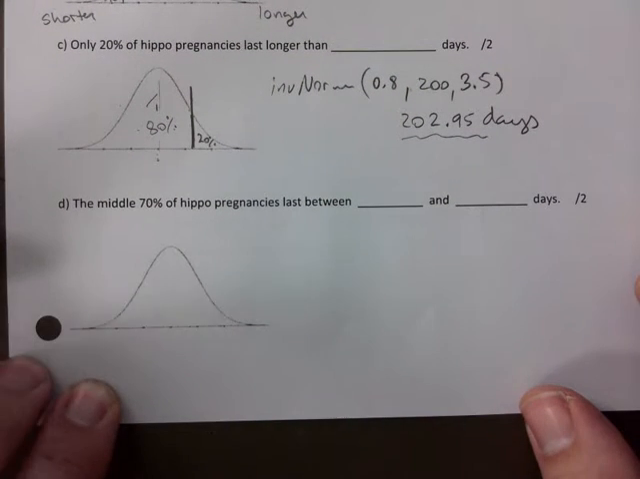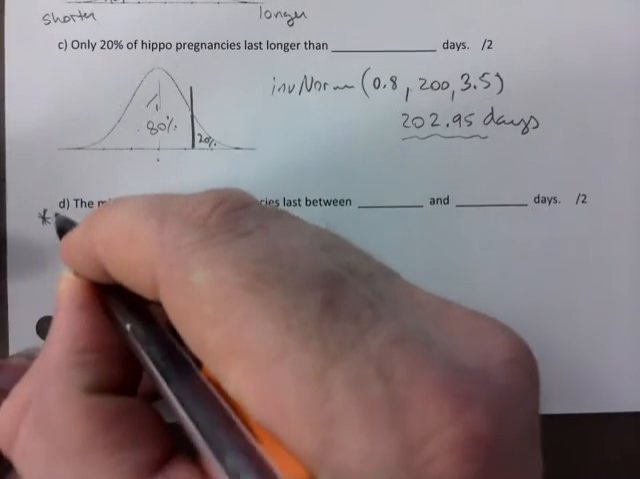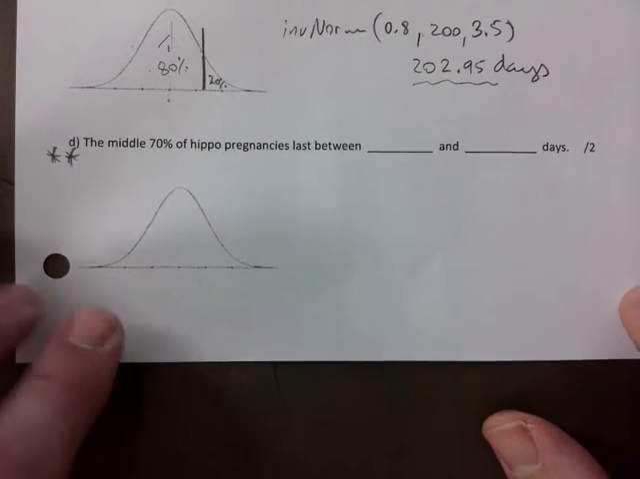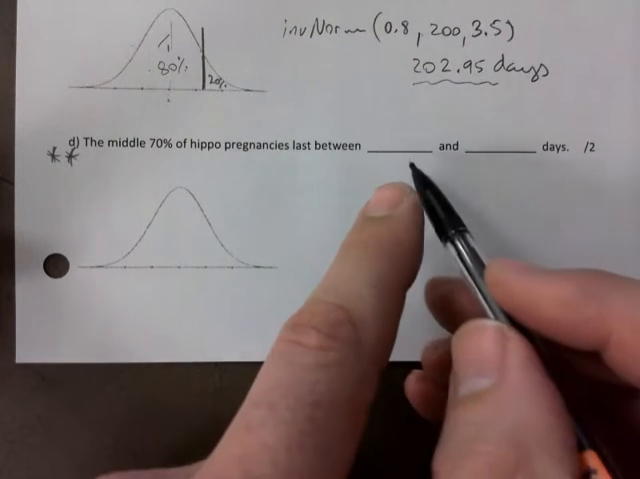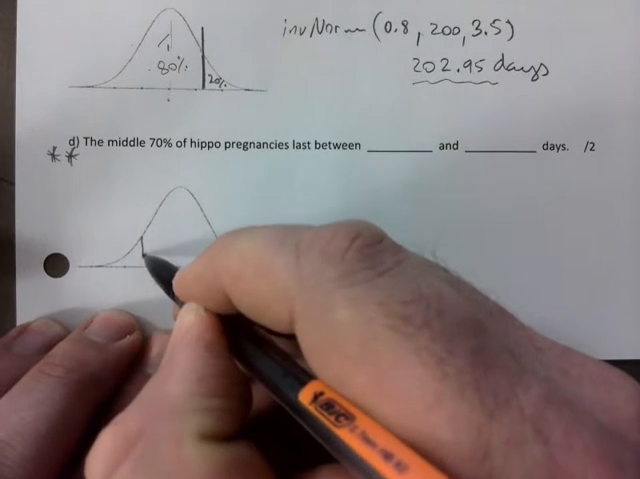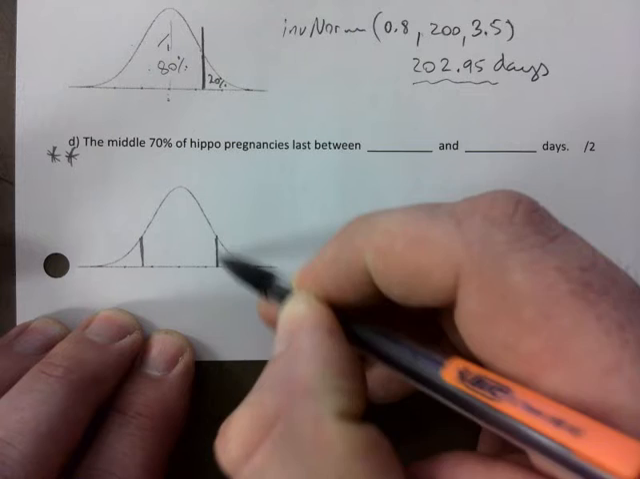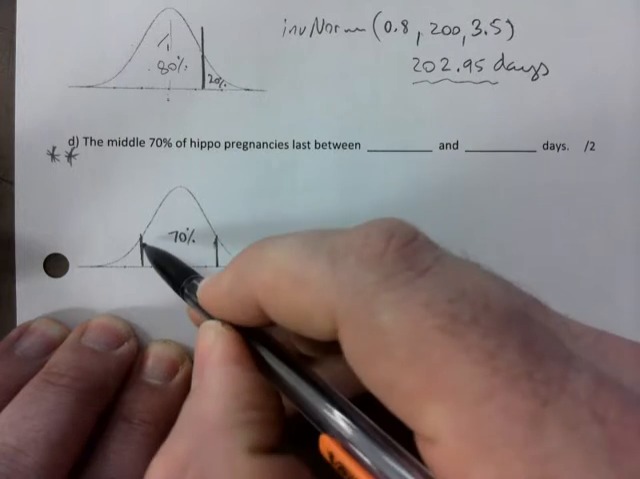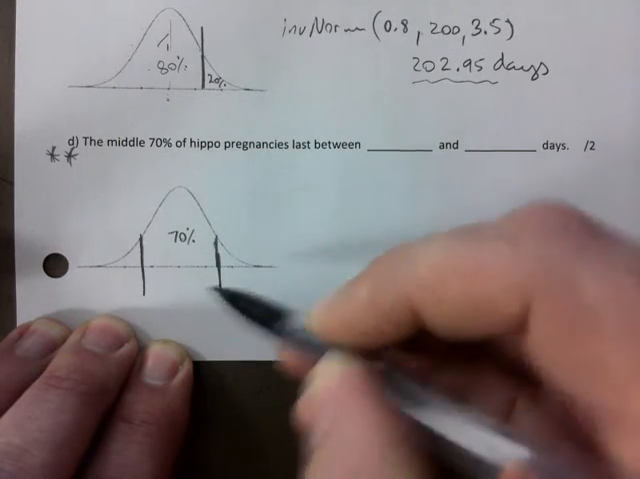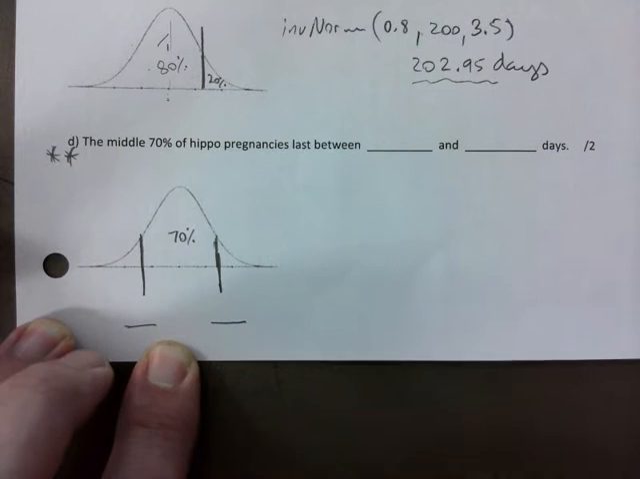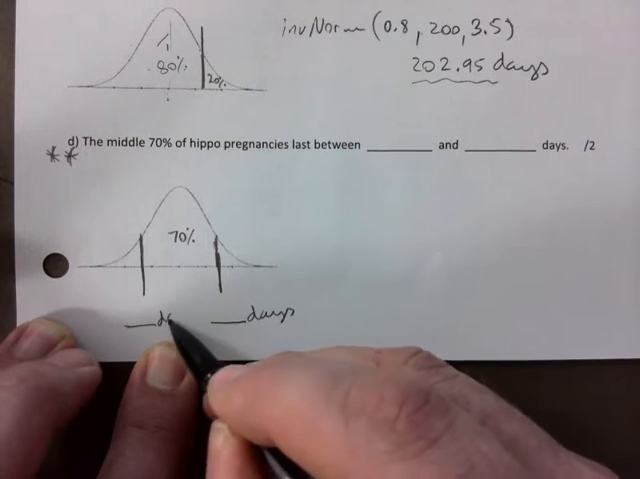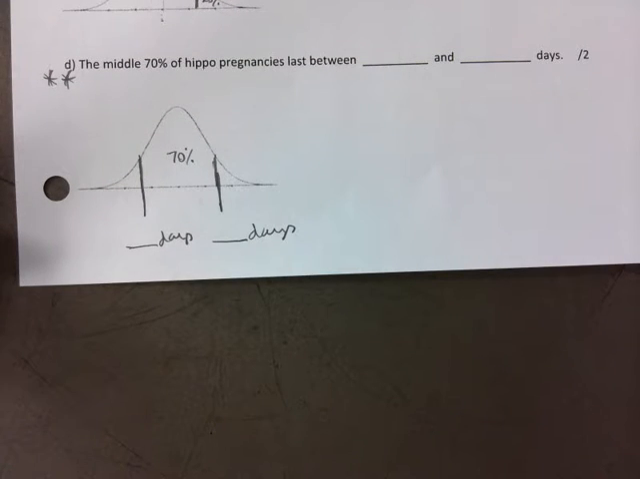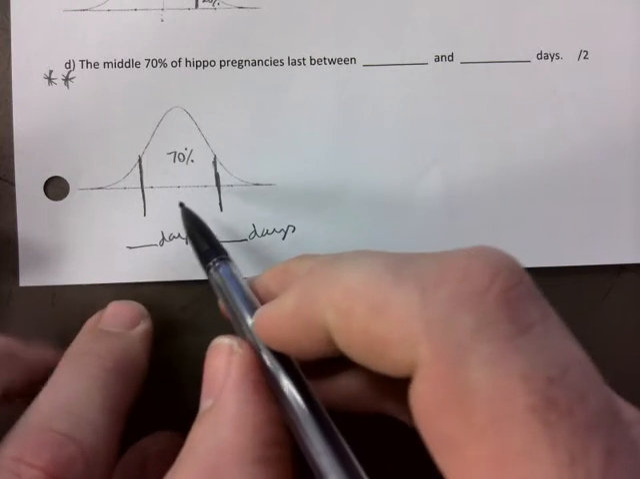Next, this is a tough one, so I'm going to put a star there. I would encourage you to fill this in regardless, even if you didn't do it. The middle 70% of hippo pregnancies last between this and this many days. So what they're asking is, if we take the middle, and this is 70%, what are these values going to be? We want blank and blank, days and days. And so you can't do them in one shot. You have to do it separately.